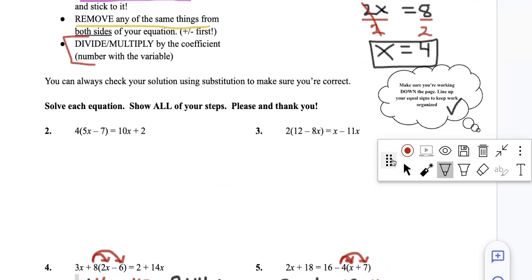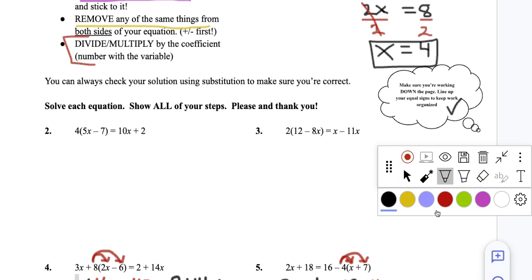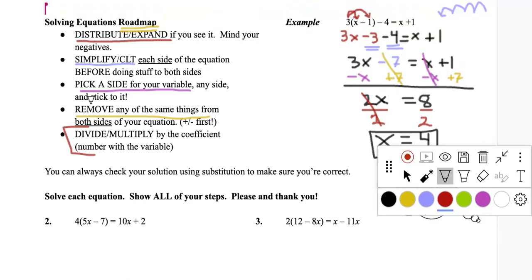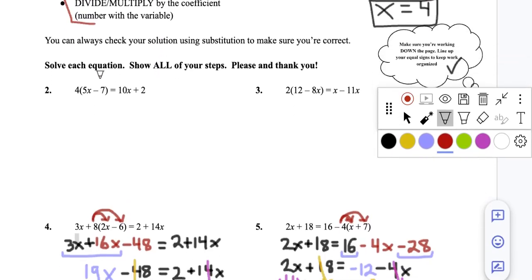All right, so we're going to go ahead and solve number 2 and number 3 together. So what is my first step? My first step is to, what does it say? First step, distribute. So what I'm going to do is simply multiply to everything that is in parentheses. Wherever the parentheses stops, that is where I have to stop multiplying by 4.